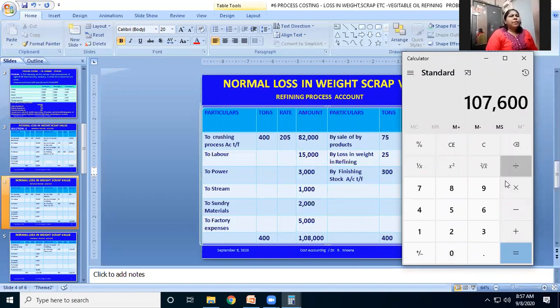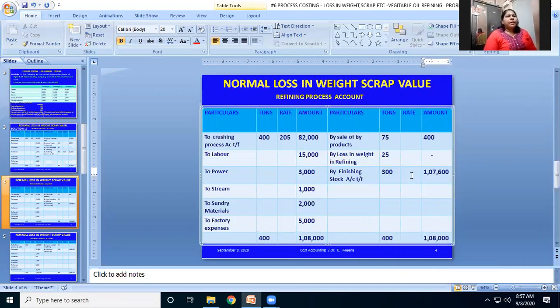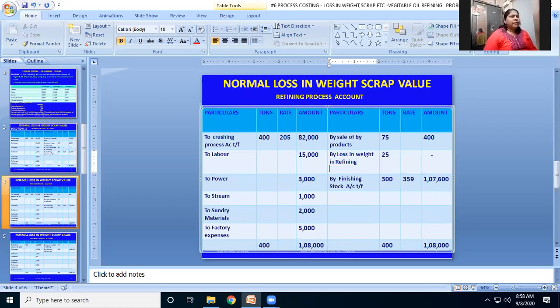1,07,600 divided by 300. What is my calculation? I'm getting 358.666, so I'll make it 359 as the rate per ton. So 359, I'll post it here. I think all of them understood how I got this loss in weight. Just look at this calculation.